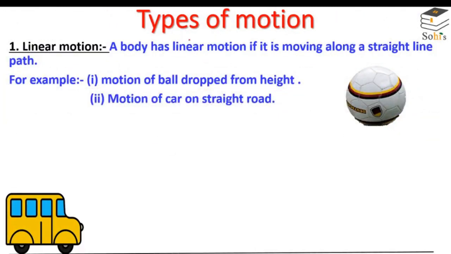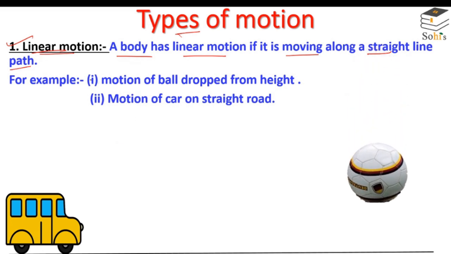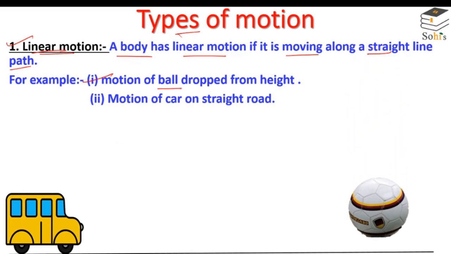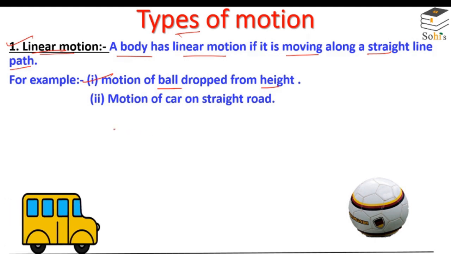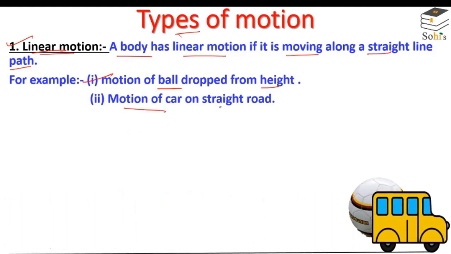Next is types of motion. First type is linear motion. A body has linear motion if it is moving along a straight line path. If the body is moving along a straight path, then we say the body is in linear motion. Examples are a ball dropped from a height. This is an example of linear motion. Motion of a car on a straight road is also an example of linear motion.